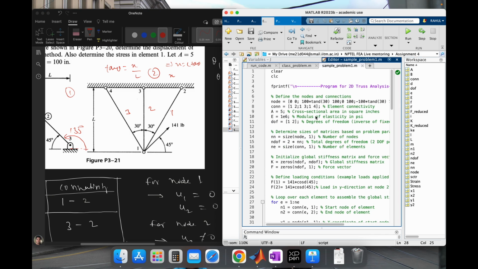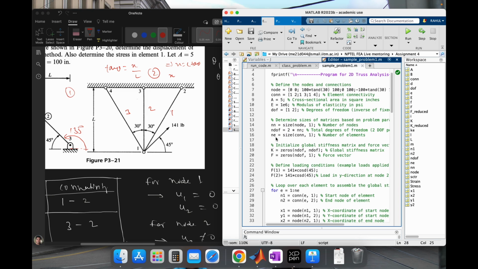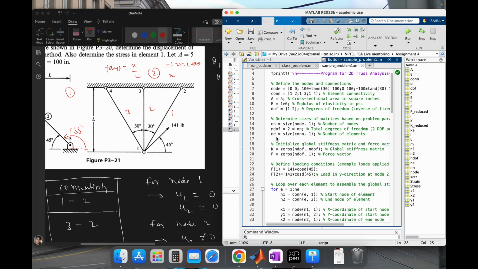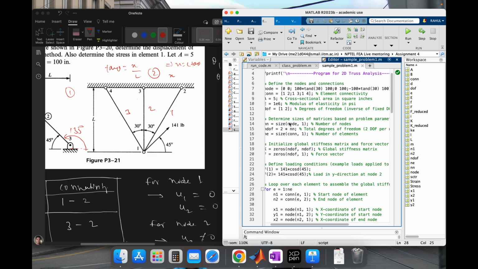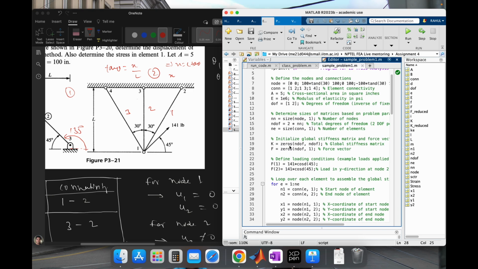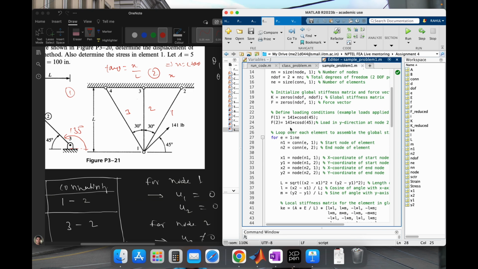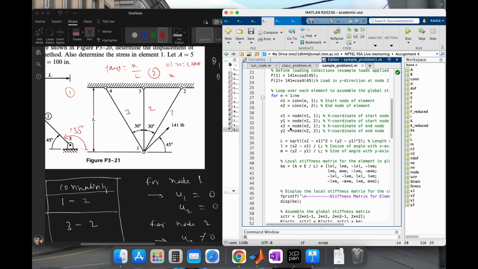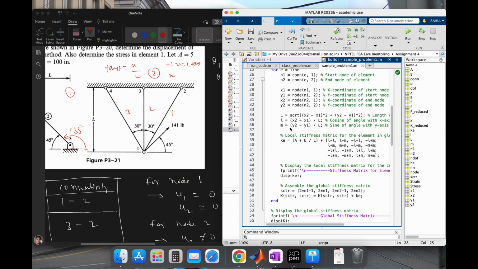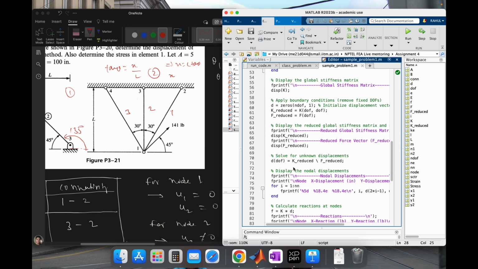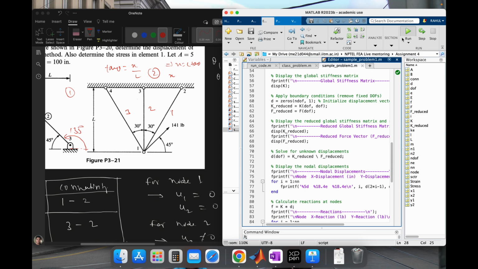Okay, fine. What are the connecting points? 1 2, 1 3 and 1 4, and what is the degree of freedom? 1 and 2. Okay, it's correct only. We will run it again.